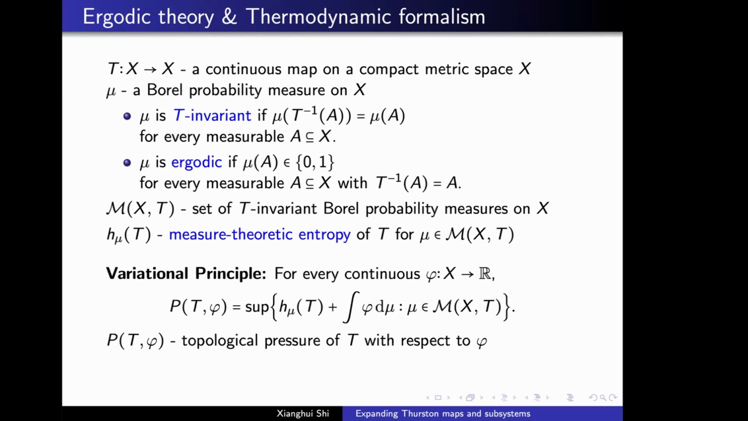Okay. Furthermore, we have the following variational principle. For any continuous function phi, which we call the potential function, we have the following equality, when we consider the sum of the entropy and the integral of the potential function.